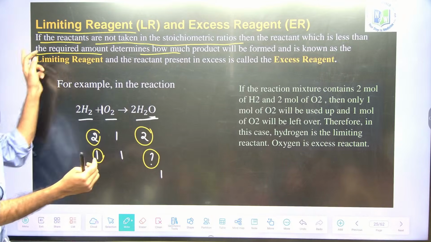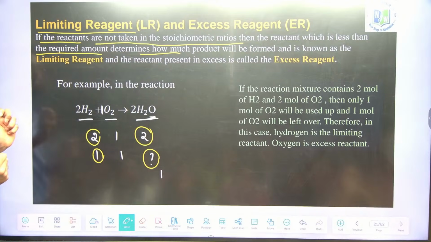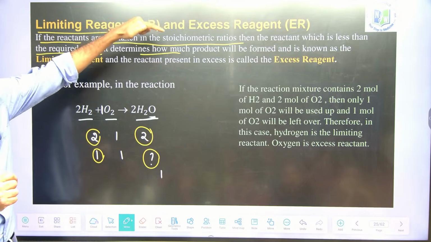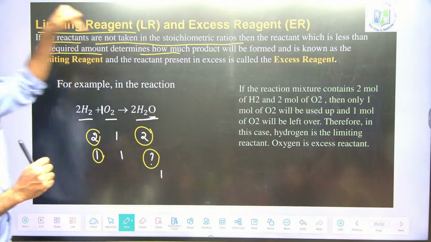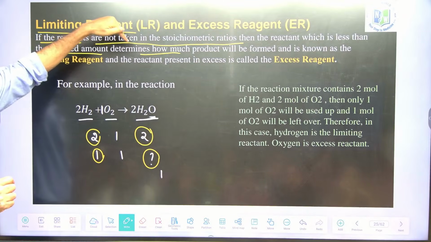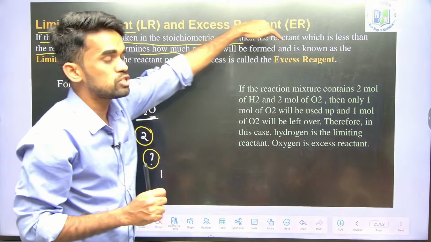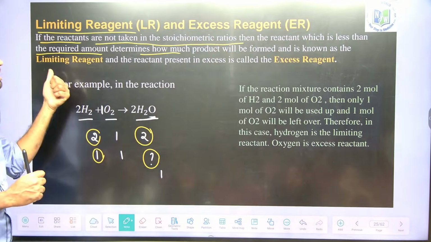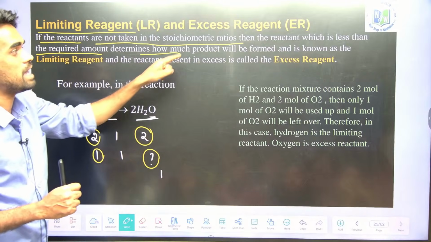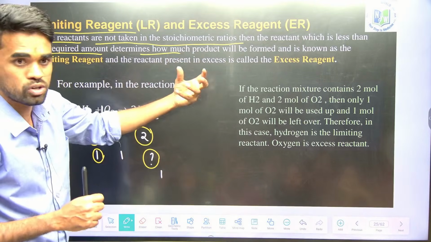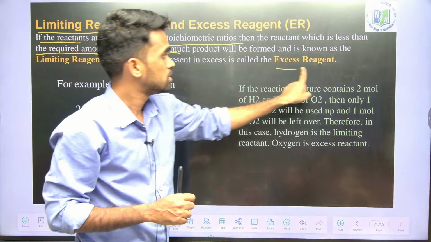Okay, now read these statements once again, these lines. Try to understand, don't shout. If the reactants are not taken in the stoichiometric ratios, then the reactant which is less than the required amount determines how much product will be formed. And it is known as the limiting reagent. The reactant which is present in excess quantity, that will be called the excess reagent.